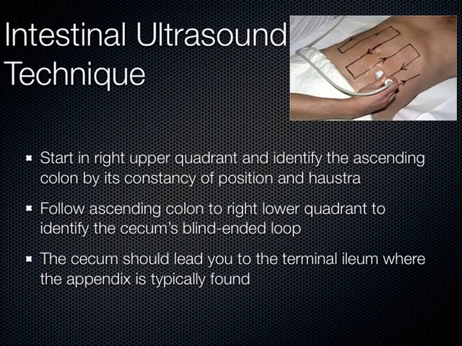And what we're going to do is something called mowing the lawn. What that means is we are going to start in the right upper quadrant and find the ascending colon. That's where it always is, right up there in the right upper quadrant. We can tell it's ascending colon because it's got haustra. Recall that haustra are little indentations in the bowel wall that don't cross all the way across the midline to the other wall. They're just like little sections that are sectioned off.